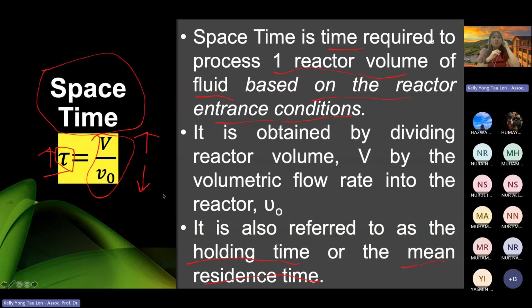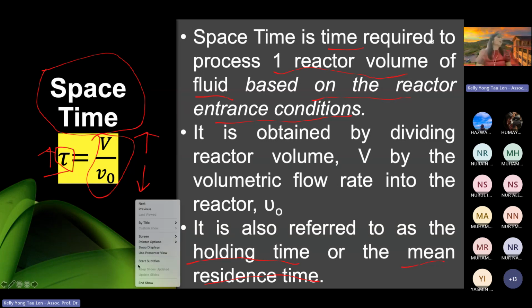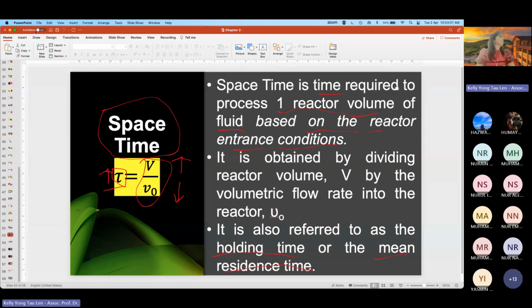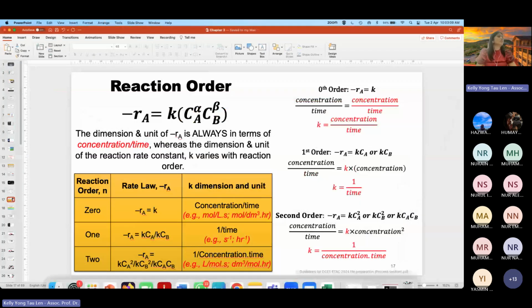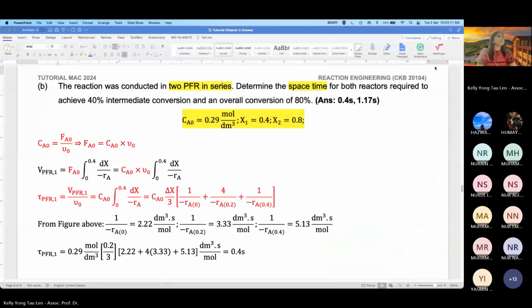Okay, so now that we have refreshed, we can realize how to correlate. Come back to the question. They want us to find space-time. So space-time is tau, okay? For both reactors, you have to find space-time for the first PFR and space-time for the second PFR. Space-time is exclusive to one reactor. So if you have two reactors, you have a space-time for the first reactor and a space-time for the second reactor.